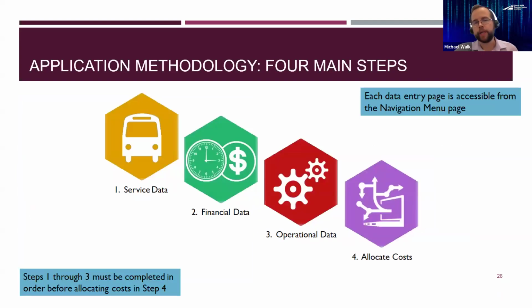Next slide. When you're looking at the calculators, it doesn't matter if it's Excel or Access. They're basically 4 steps. The first step is to enter your service data. So these are the actual routes or services that you want to assign costs to. You enter your financial data. And this is your expenses. You'll enter your operational data. And those are the hours and miles and passenger trips attributable to each service you entered in step 1. And then the magic button, right? Step 4, that's actually running the allocation calculator. All of these steps are shown on the navigation menu of both of the tools.